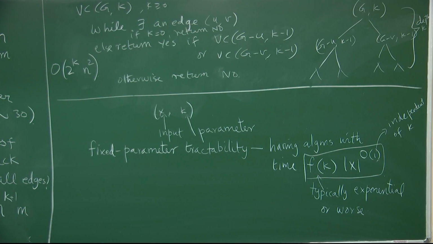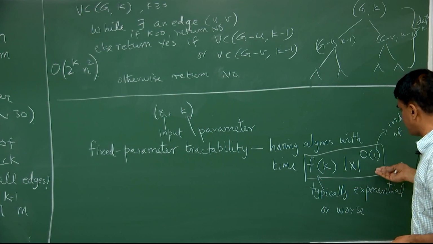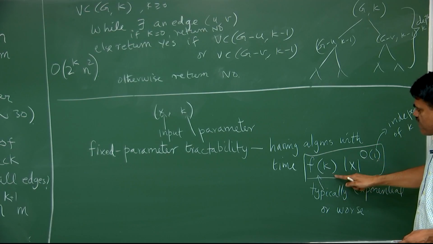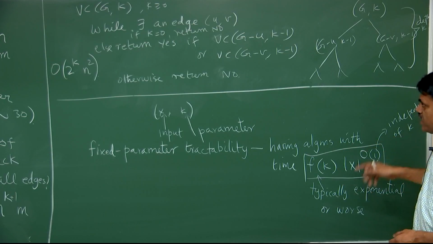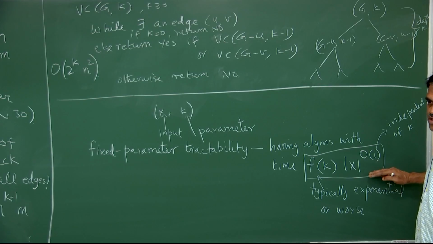But for me to say it is fixed parameter tractable, I'm happy with any polynomial running time here. It's an f of k times polynomial in the input size. On the input size, n can be very large. I'm just doing very good, n square or n log n or n cubed kind of an algorithm.